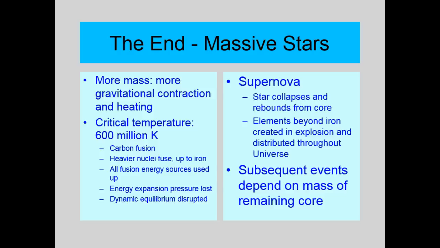Now, let's go to the massive stars, not the most massive, but massive. More mass, more gravitational contraction, more heating. Now your critical temperature goes up to 600 million K. Way high. Now you have enough for the carbon to fuse. And when the carbon fuses, you get the heavier nuclei, one after another, up to, but no further than iron.